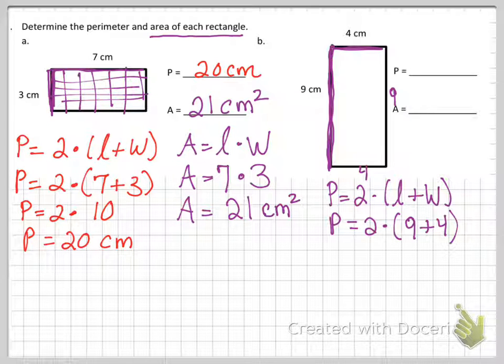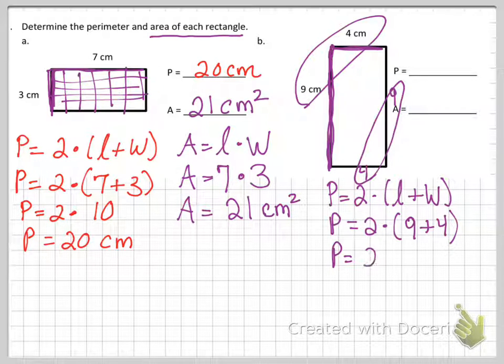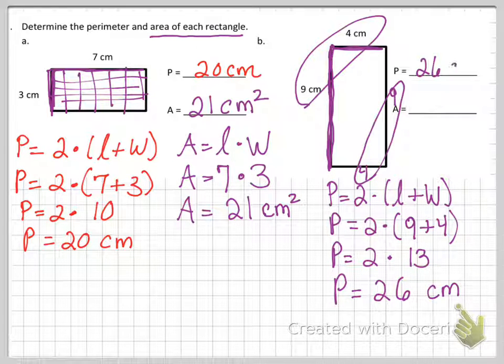Because we have 2 sets of 9 plus 4, we have one over on this side, and then we have one over here. Now we bring down P equals 2 times, well, what is 9 plus 4? 9 plus 4 is 13. So we have 2 times 13. P equals 26 centimeters. So the perimeter of this rectangle is 26 centimeters.